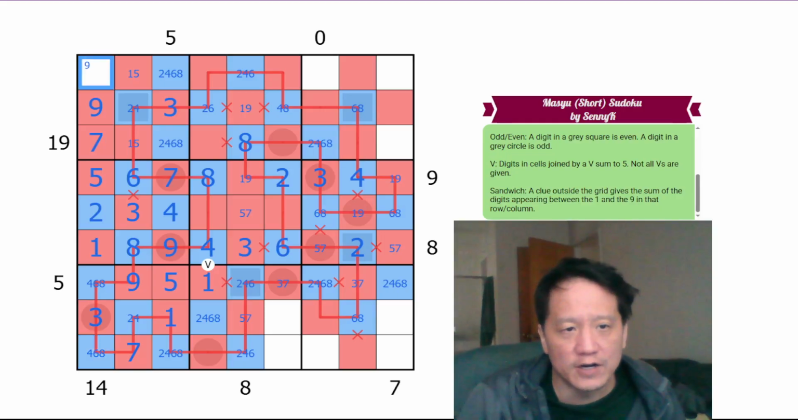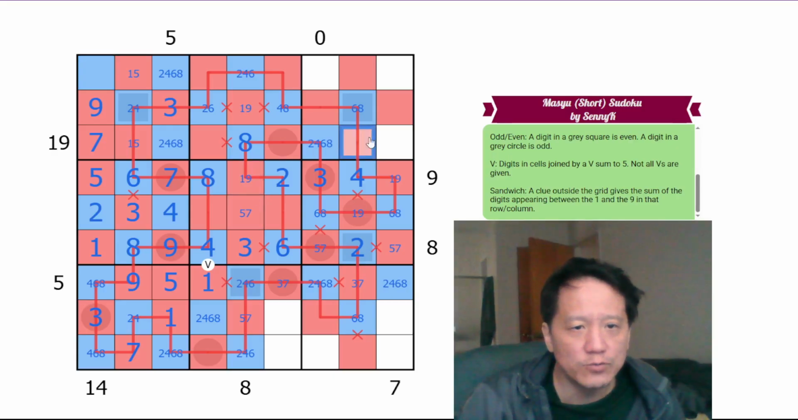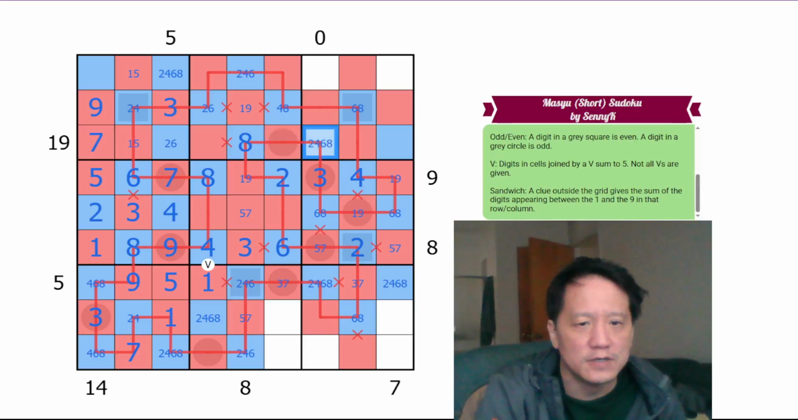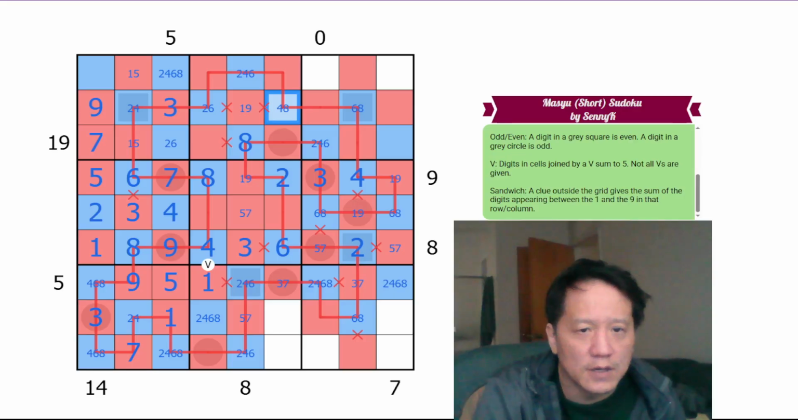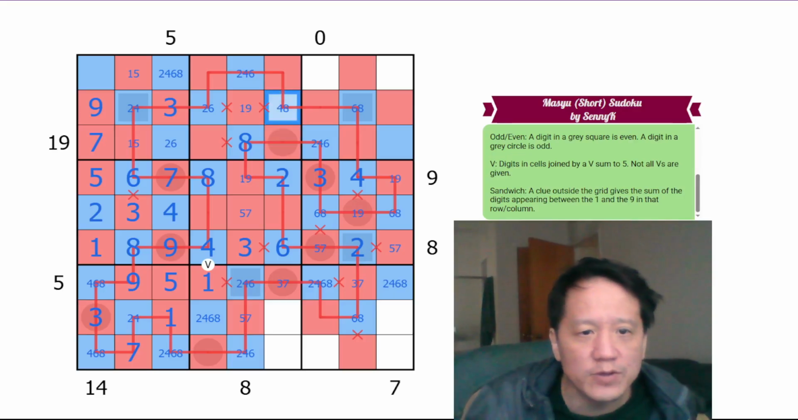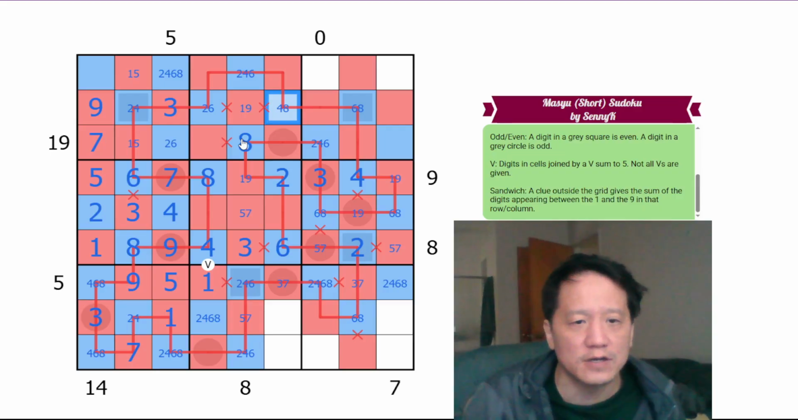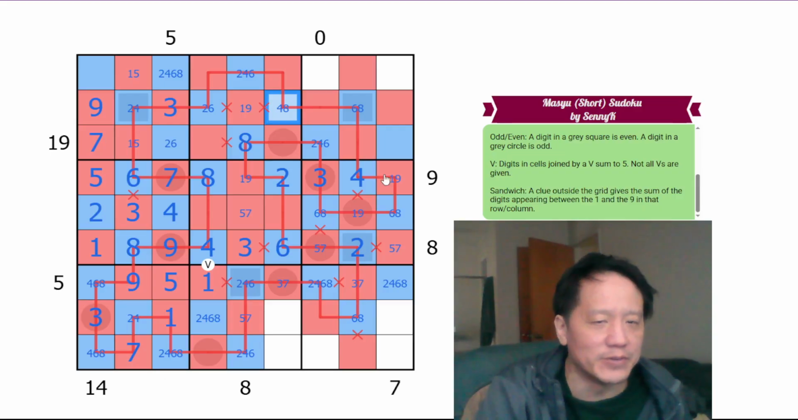We have 5 odds in column 1, so this must be even. We have 5 odds in row 3, so this must be even. 8 eliminates 8 here. This can't be 4 or 8. This can't be 8. This can't be 8 here because of 8 in the box. So this is 4, which means eliminates 4 here.